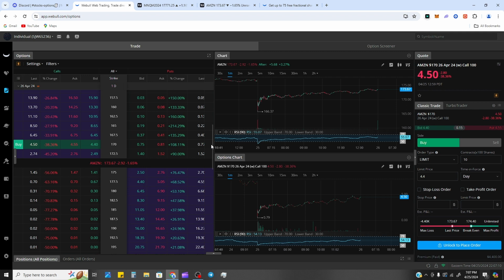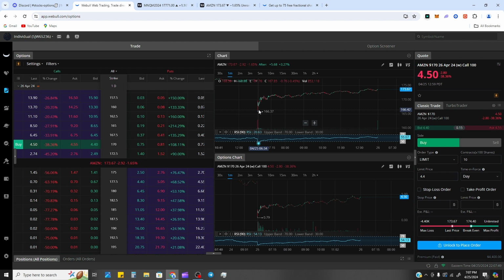Okay, so what we're looking at is Amazon right now. It's an Amazon call option, and we got the Amazon chart right here, and we have the options chart right below it, and then we have our options chain over here to the left, right? That we can pick the strikes that we want to buy, because we buy call options. Okay, so what we're looking at right now is this morning.